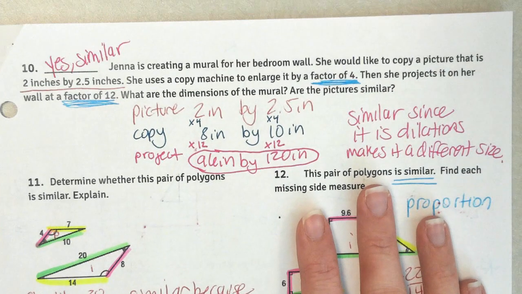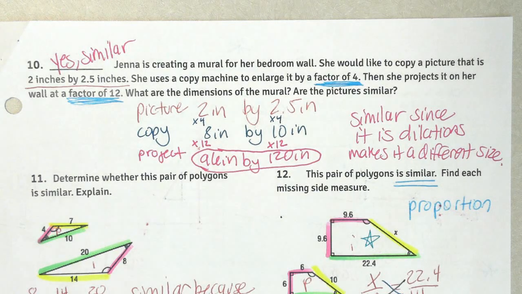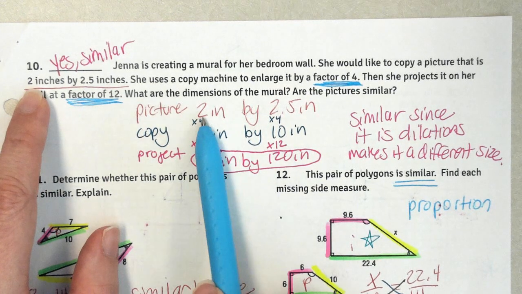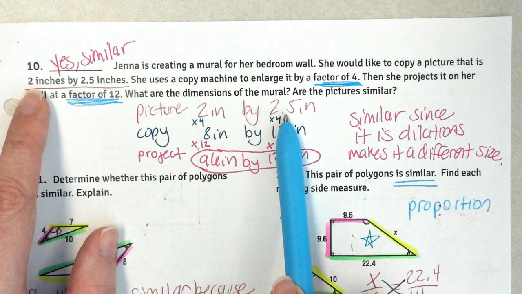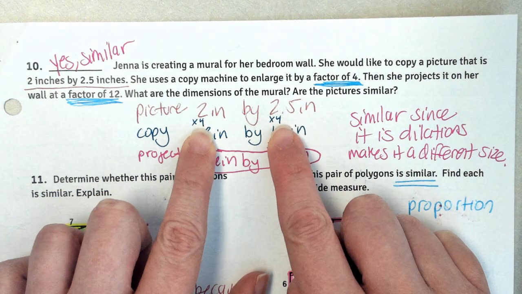Alright, I'm going to go back to number 10. On 10, we've actually done this exact problem. Okay? I believe it was a homework question that you guys did, and you did really well on it. So we have our original picture, 2 inches by 2.5 inches. Then we have a scale factor of 4. So we multiplied by 4.